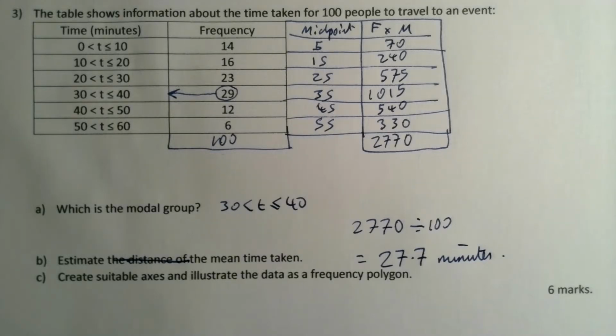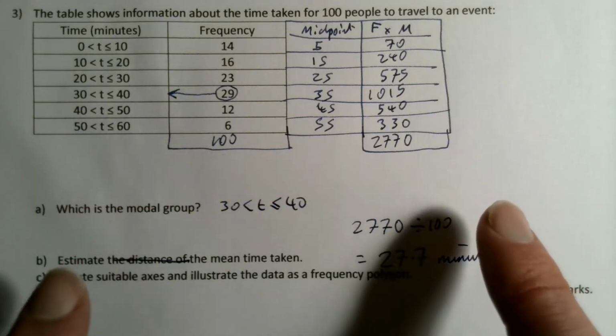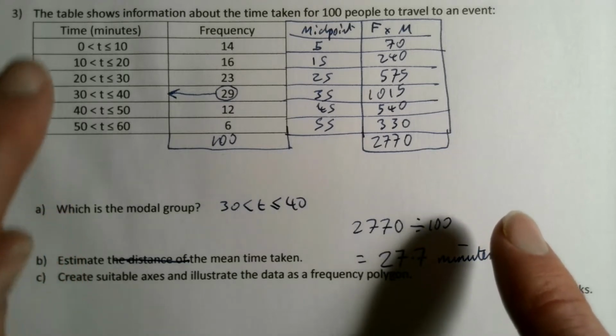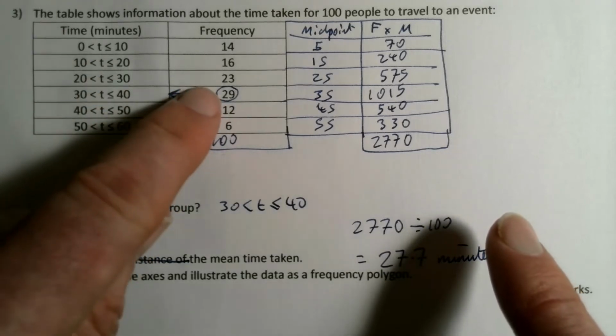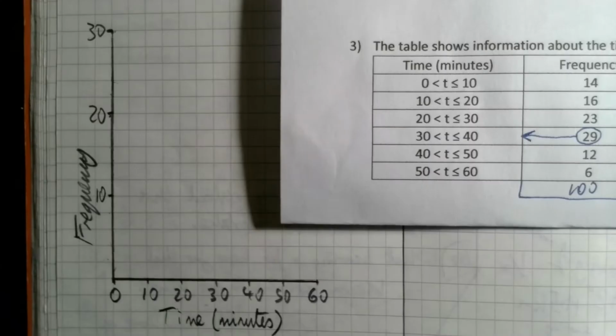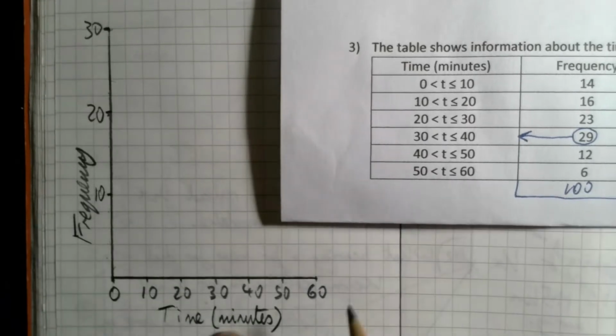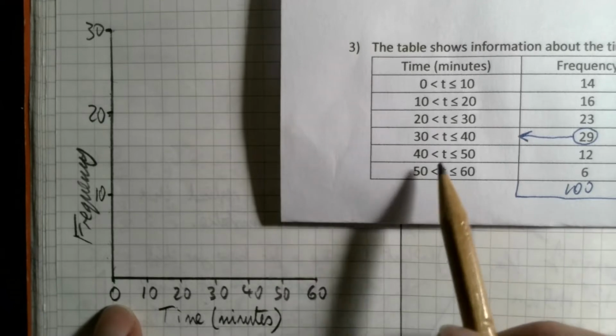Create suitable axes and illustrate the data as a frequency polygon. So that means you're going to need to draw axes going from 0 to 60 along the bottom and frequency going up the side to be high enough to include that 29. And it should look something like this. Now you're going to have to make up your own mind on the day about your axes, but I've just gone for something nice and simple.